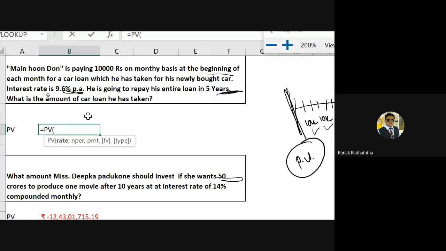Absolutely correct. 9.6 divided by 12, because this gentleman is going to pay the loan installment every month, so we have to do the calculation on a monthly basis. Our calculation must be on a monthly basis. So 9.6 percent needs to be divided by 12, comma, because in the entire year we have 12 months. My next question to someone else, what will be our number of periods? Can someone tell me?